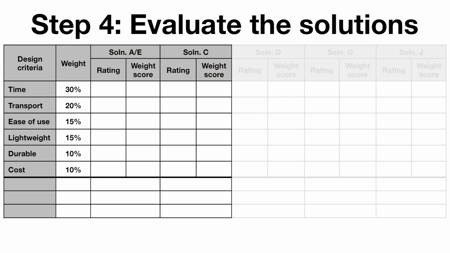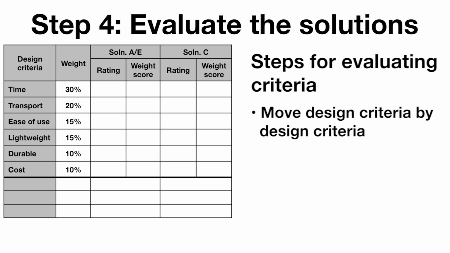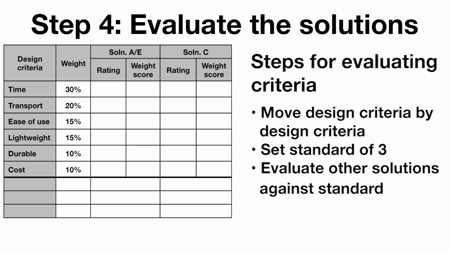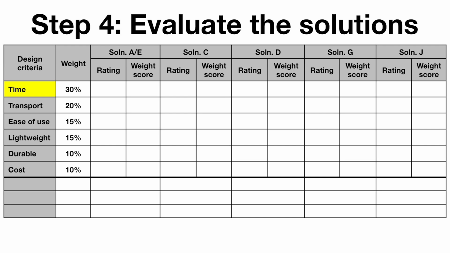Step 4 is to evaluate solutions against the design criteria. We're going to move through this row by row, or design criteria by design criteria, making sure to set a standard of 3 and then evaluating all the other solutions against the pre-established ratings. Let's start with feeding time.